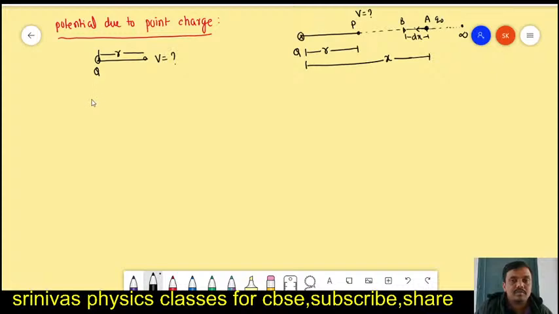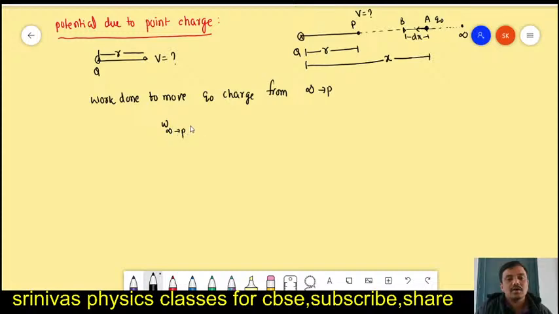Then the total work done. I want the work done to move the Q naught charge from infinity to P. That work I want to calculate. The work done formula is integration, the formula f of x dx. Okay, this is the formula for the work done.